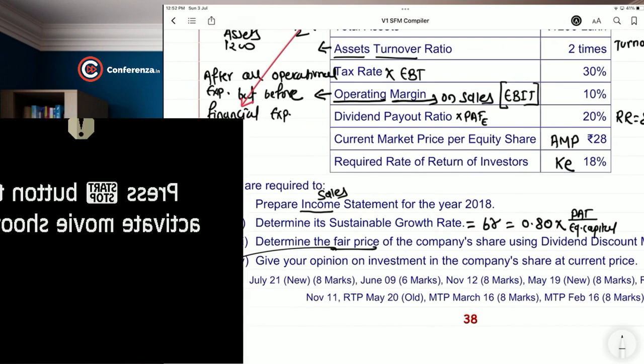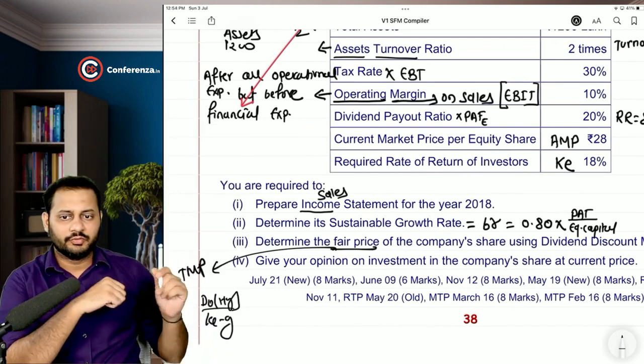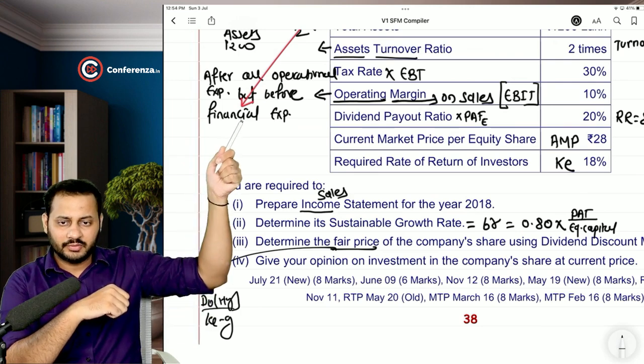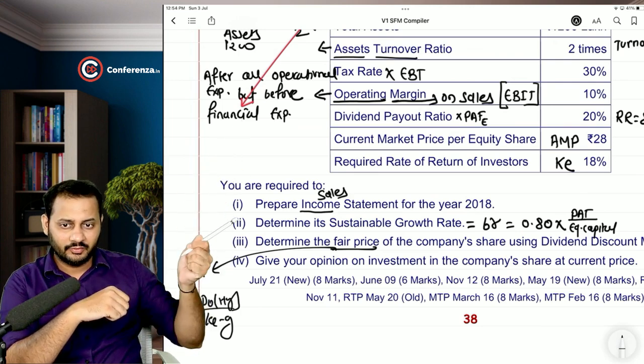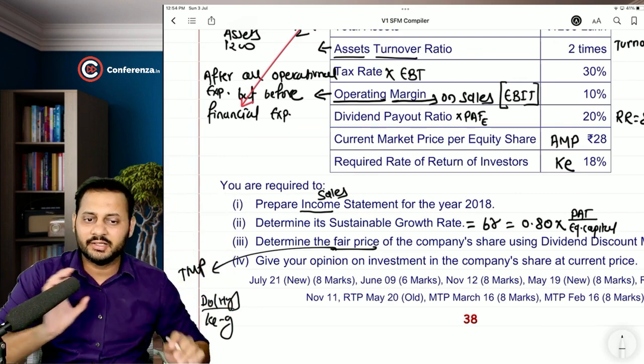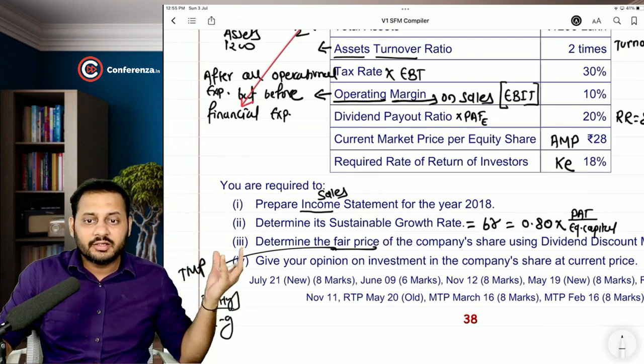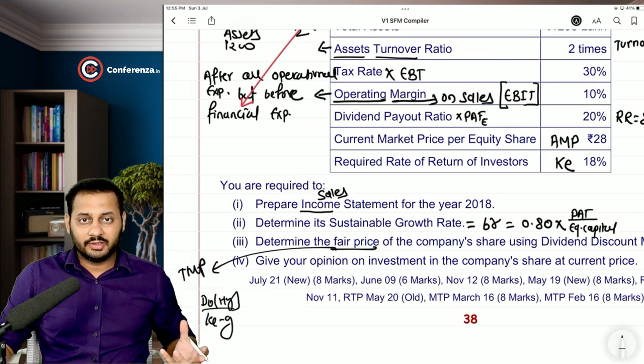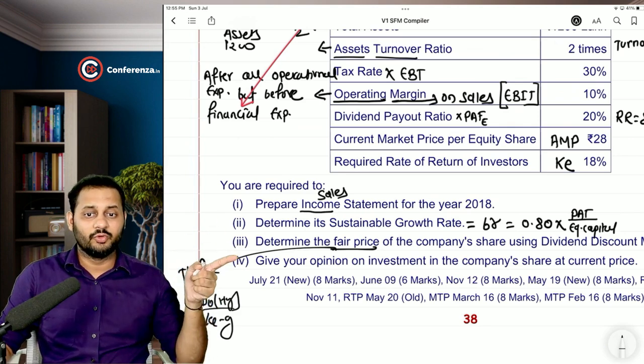We have already calculated the dividend from that point. The growth rate has been calculated in the second point. Cost of equity is already given in the question as 18%. Everything is there. If you calculate the theoretical market price, that will be used in the fourth part.